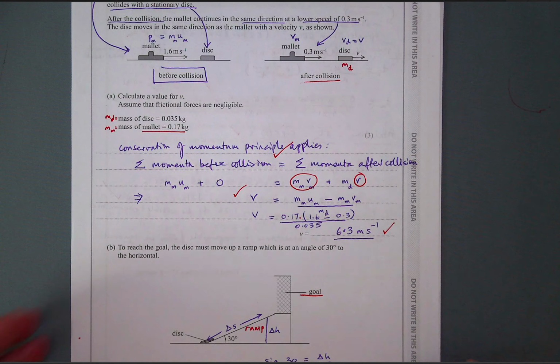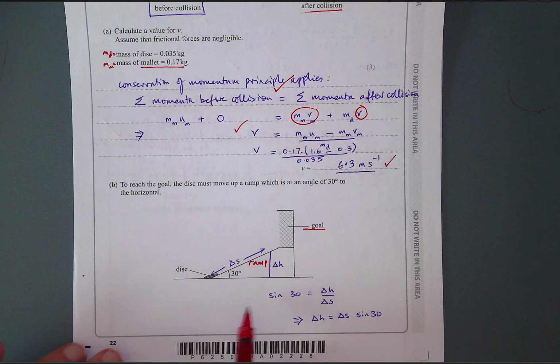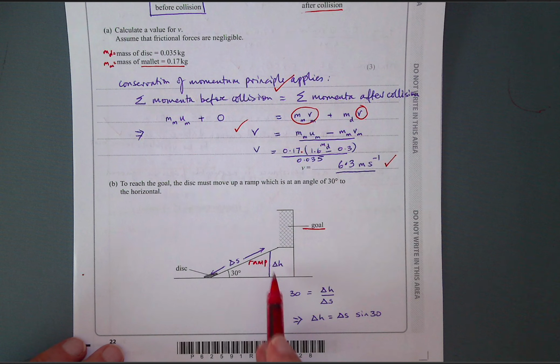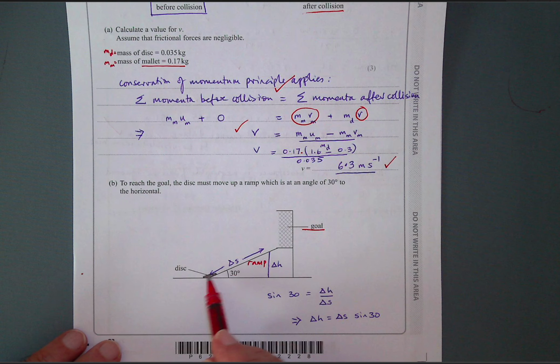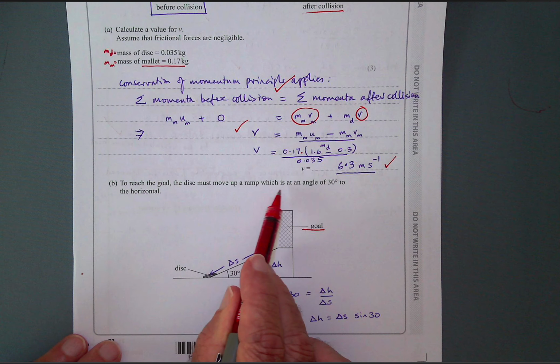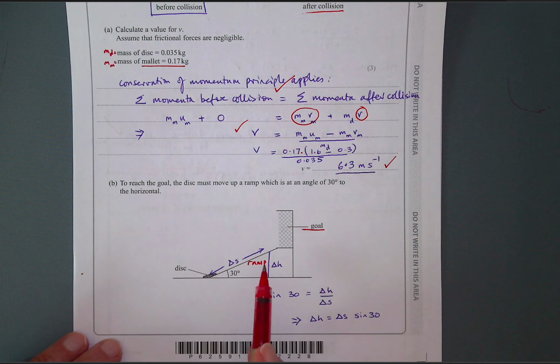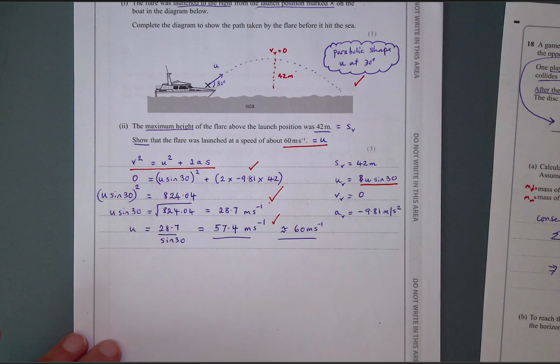Okay, so all I've written there for you underneath is that sine of 30 will be equal to the height gained divided by the distance gone up the ramp. So we can have this distance and we can have the height. So if you want to work out the height, to reach the goal, the disk must move up a ramp, which is at an angle there. Well, to get that much energy, we need to double check that it has enough momentum. So this is just algebra, so we're going to come back to that. So I'll put that to the side and show you the next part of the answer.